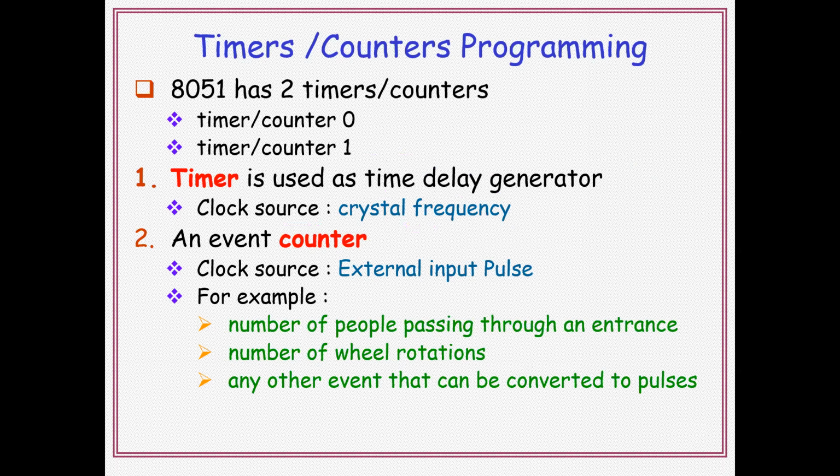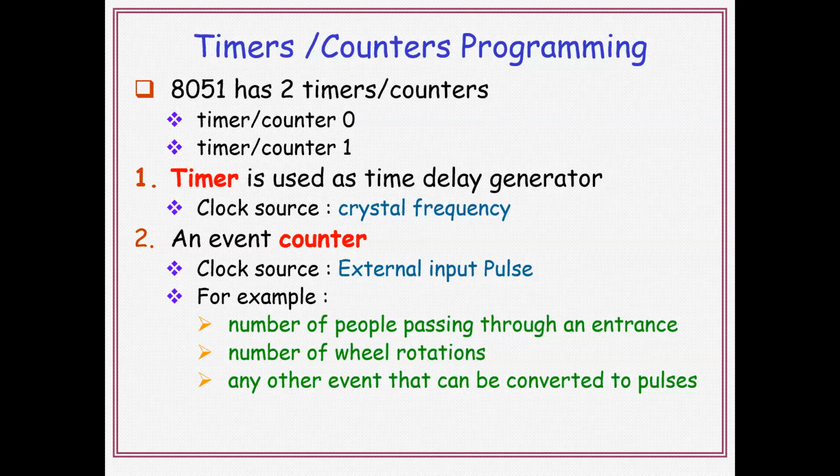The 8051 supports two timers or counters, that is timer 0 and timer 1, or counter 0 and counter 1. The timer is used as a delay generator. For these timers, the clock source is the crystal frequency, which counts the number of clock pulses generated by the oscillator.